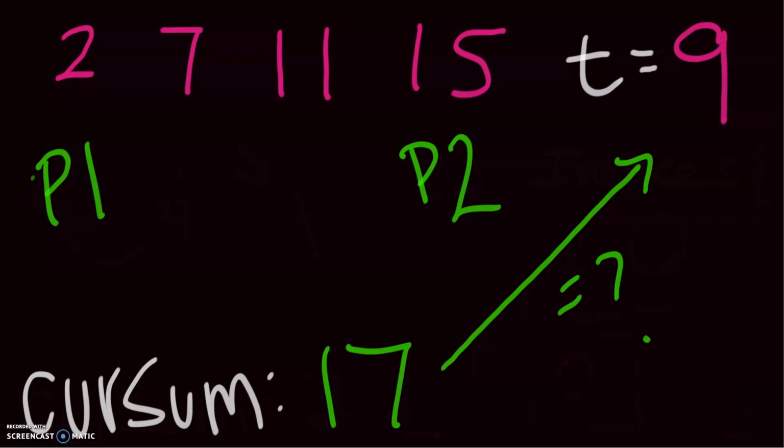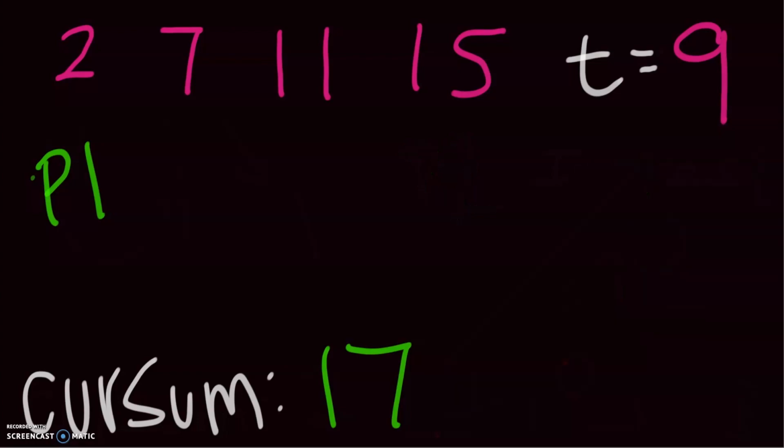So what we're going to do is decrement the pointer P2, because since this list is sorted, if the number is greater than the target number, we're going to decrement instead of increment. So we're going to move backwards so that we can get a smaller number. And we're going to move our P2 over by 1. So P2 now equals 11.